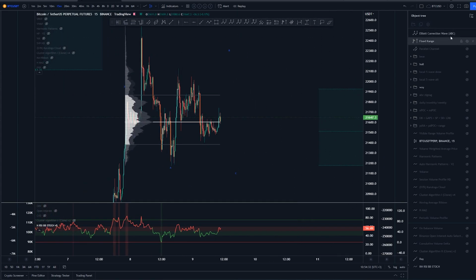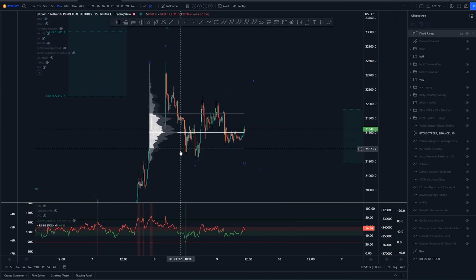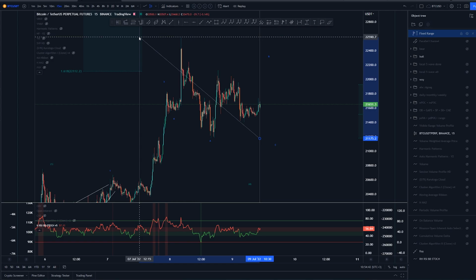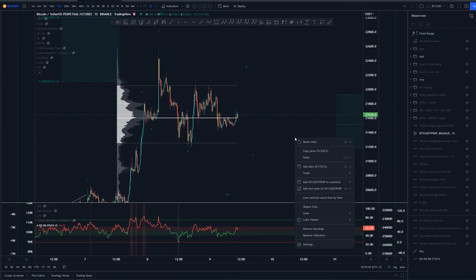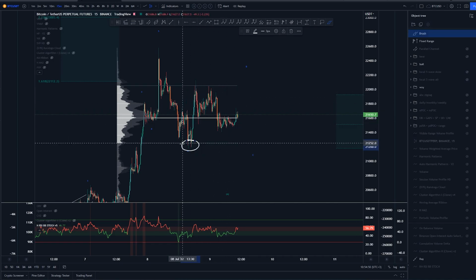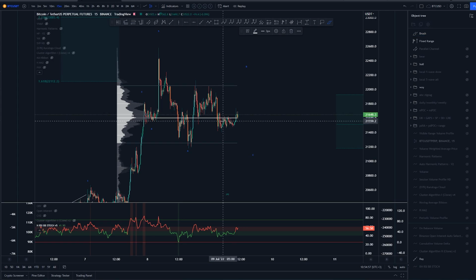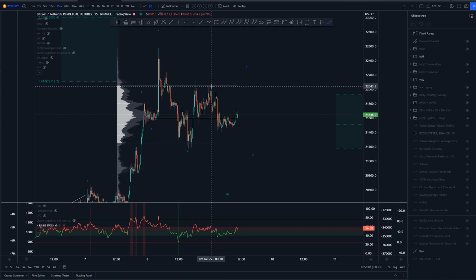Having the fixed range profile here helps things a bit. We can look for short setups and long setups off of these volume profiles, and yeah, it definitely helps. Range value area low, these highs, these lows, and these highs on the range value area highs. Currently, the point of control acted as resistance a couple of times, then broke through, and we'll see if it holds now as a support, and then we can expect the price to go back to this range value area high.